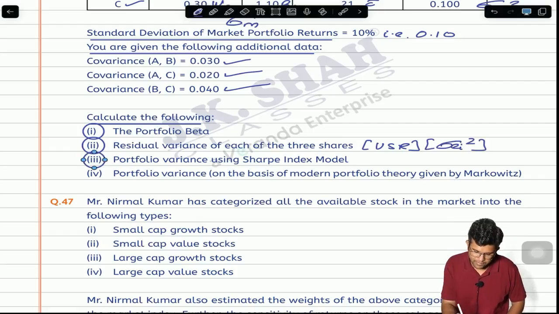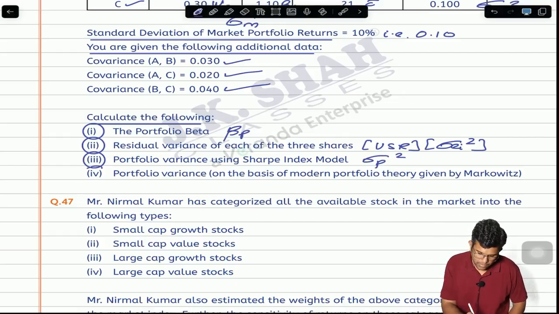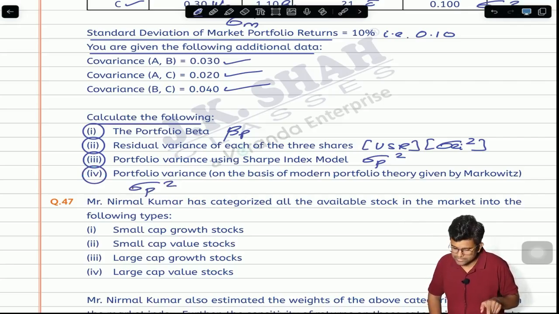What are they asking? This is beta P. Portfolio variance means, can I say they are asking you sigma P square? Sharp formula, you know, na? Just now I taught you. Sir, again they are asking sigma P square. Sir, I will not do two times. No, you will have to do, because the last time they are asking you is on the basis of the original theory. You remember?